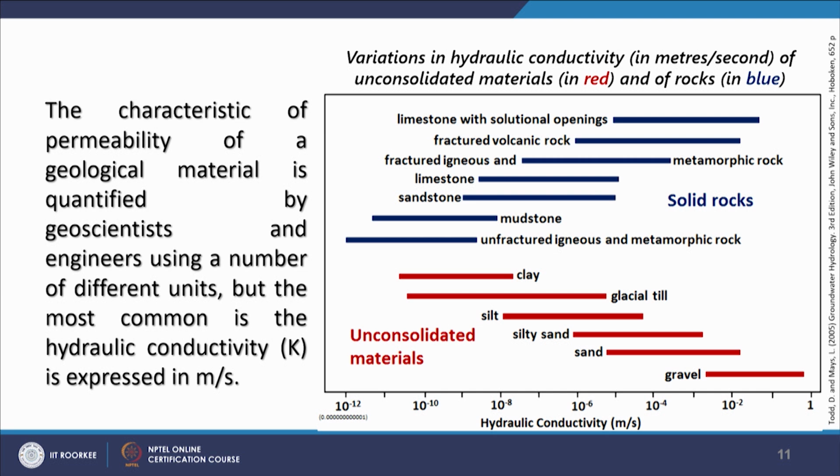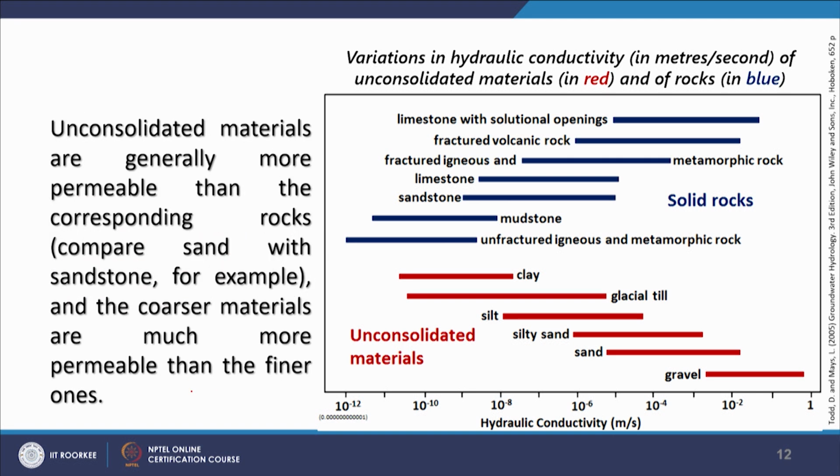This characteristic of permeability of a geologic material basically depends on its origin and will be quantified by geoscientists and engineers using a number of different units, but the most common is the hydraulic conductivity, which in the figure on the right is denoted as K, and can be expressed in meters per second. So this will give the idea about the permeability, and we get the unit also, meters per second.